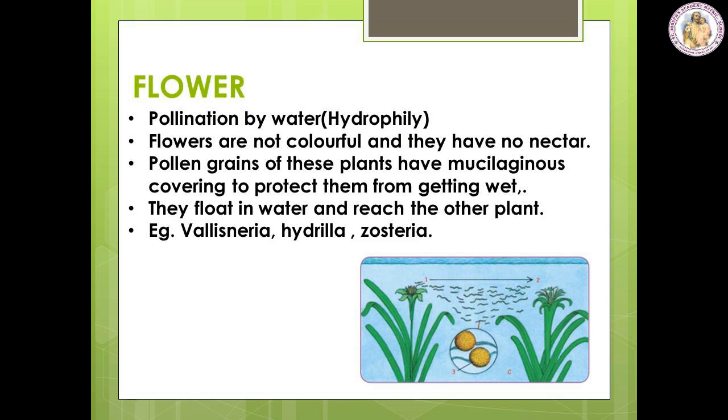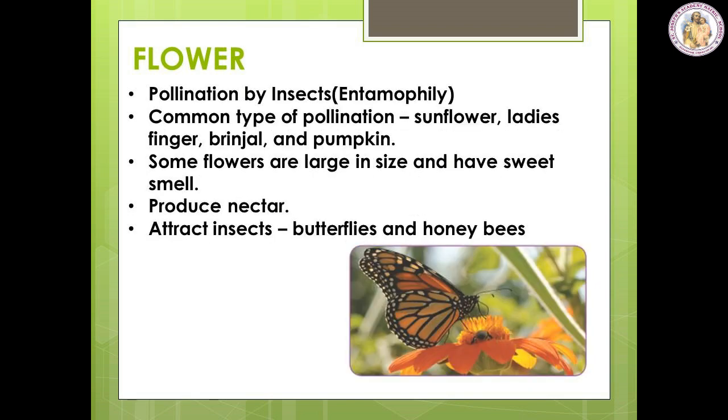The flowers of water plants are not colorful and they have no nectar. Pollen grains of these plants have a mucilaginous covering to protect them from getting wet. They float in water and reach the other plant. Example: Vallisneria, Hydrilla, Zostera.